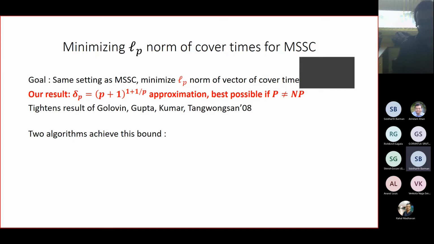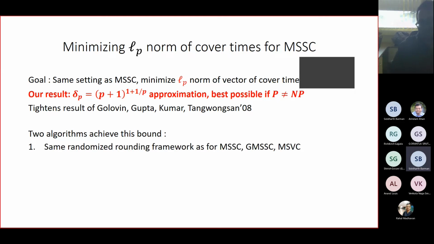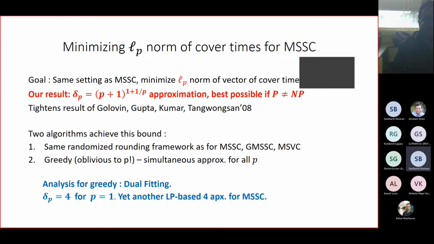And in fact, we have two algorithms which ostensibly achieve this bound. So one is the same randomized rounding framework as we had for the other problems. However, here we have a slight issue. We can almost show that this works, except for a conjecture which we can't prove. But it looks like this works. Yeah, but we're not completely sure of this.